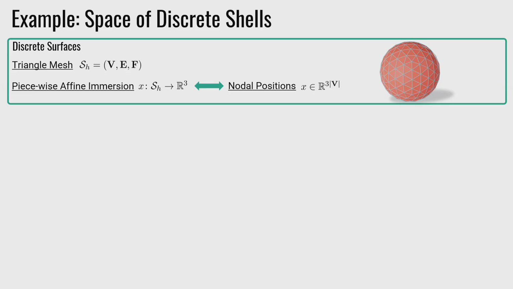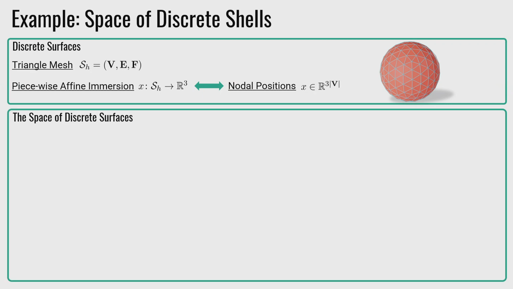And in this case, the realizations we look at are piecewise affine immersions of our triangle mesh into R3. Or if you want to be less fancy in your terms, just say, I look at the nodal positions of my triangle mesh, how are they placed in three-dimensional space? What you want is that your triangles don't degenerate, so they don't collapse, and you also don't want to collapse neighborhoods of one vertex. So it should be somewhat decent.